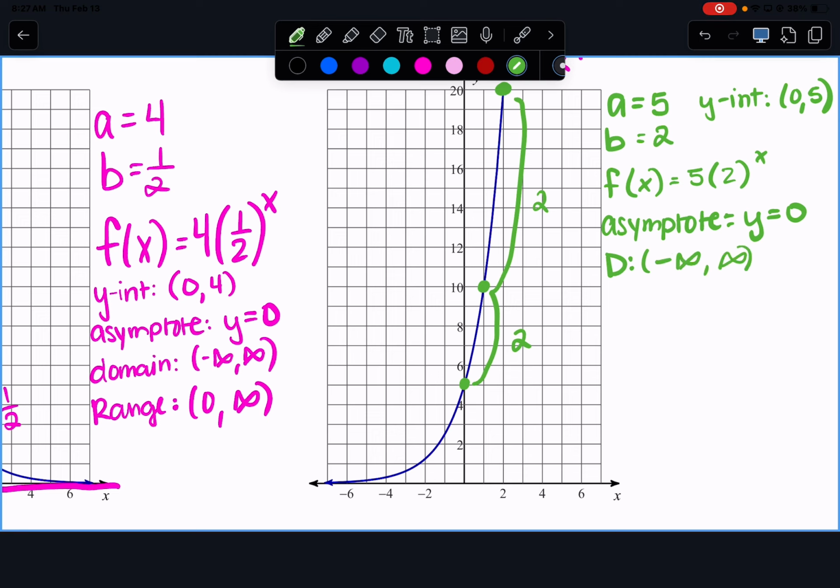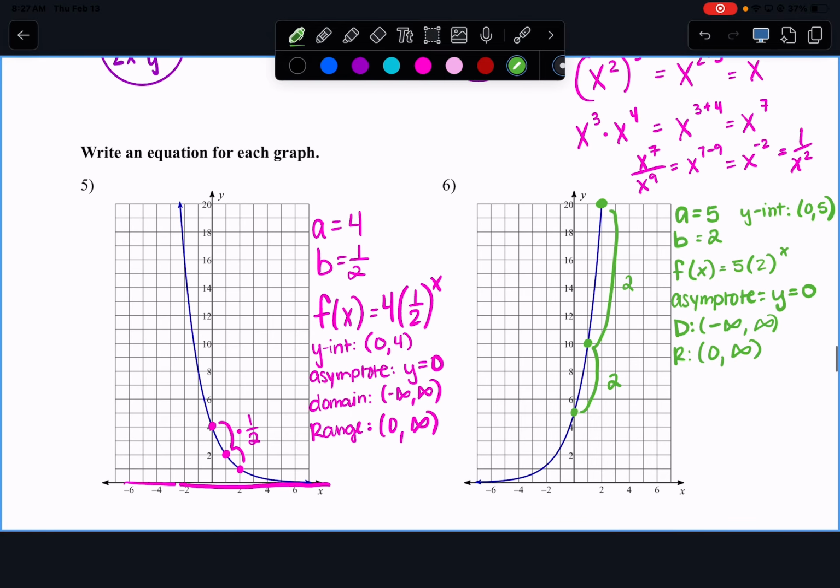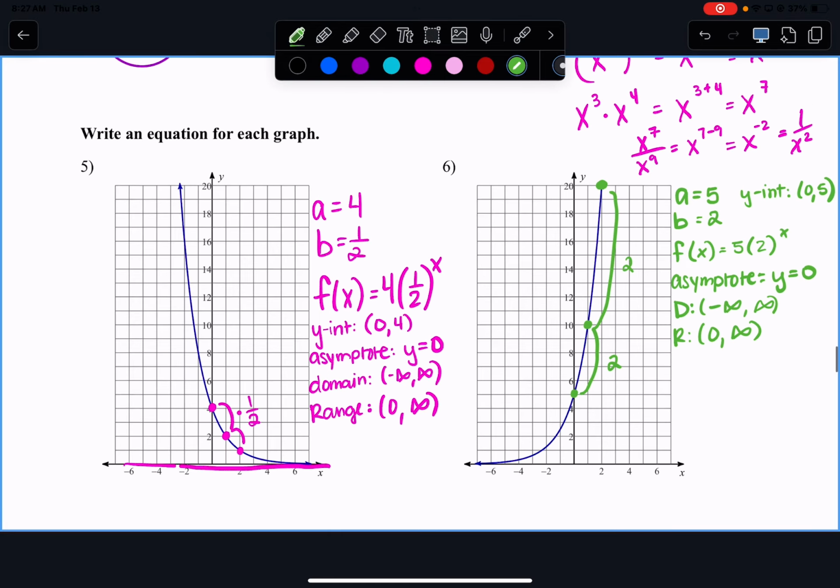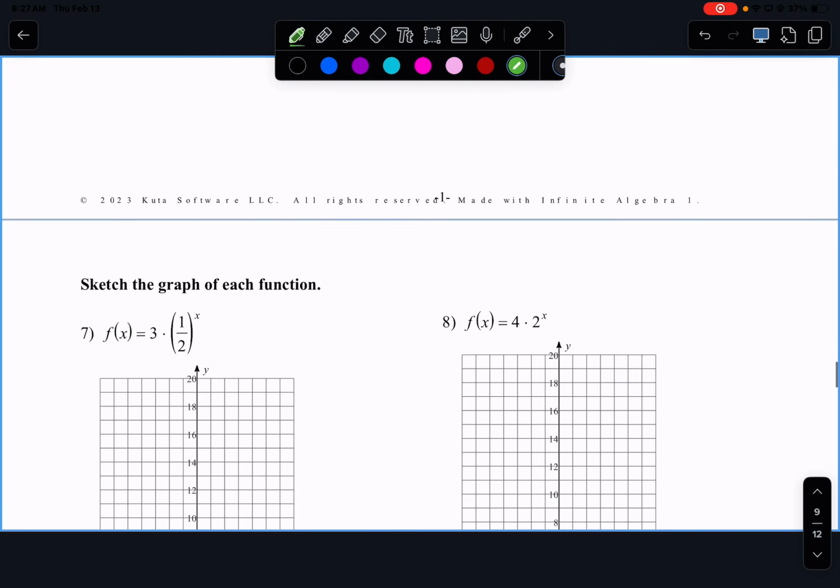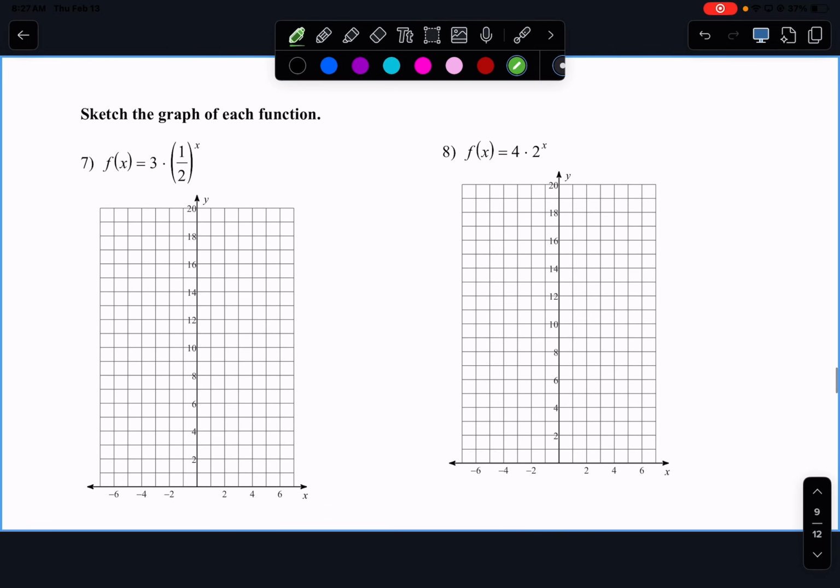Negative infinity to positive infinity. And range is going to be from 0 to infinity. All right, so then we'll have to write an equation from a graph. We'll also have to write an equation from the table. It's the same process. Then we have to sketch the graph. In order to sketch the graph, we have to make a table.